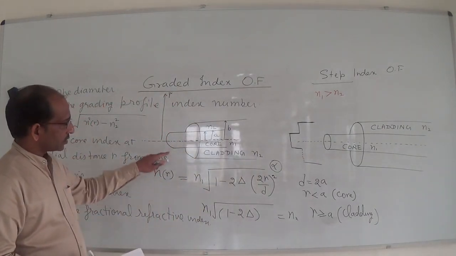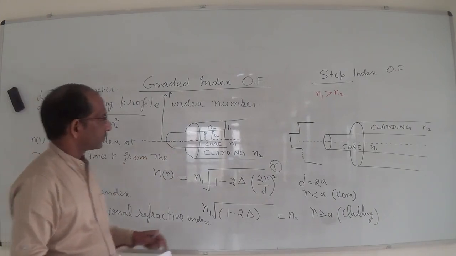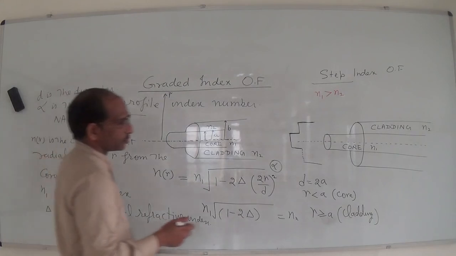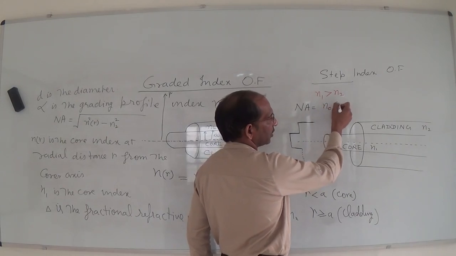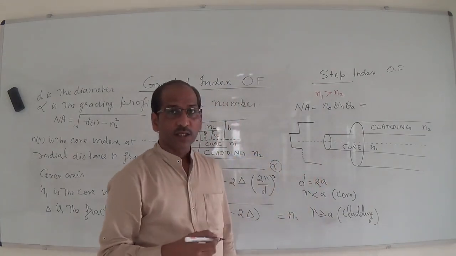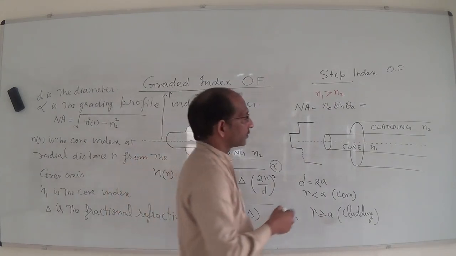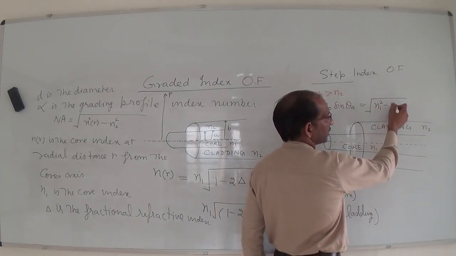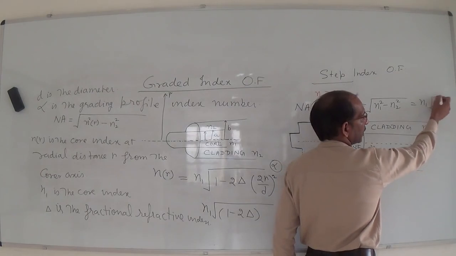The main point is about the index of the core, and in case of step index optical fiber, the numerical aperture is defined as n naught sin theta a, where n naught is the refractive index of the air and theta a is the maximum angle, that is called the acceptance angle, and this is equal to square root of n1 square minus n2 square. Further, this can be defined as n1 square root of 2 delta.